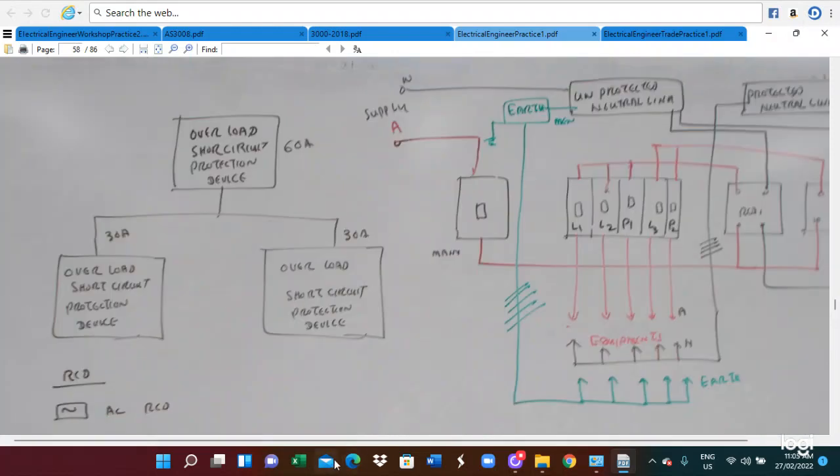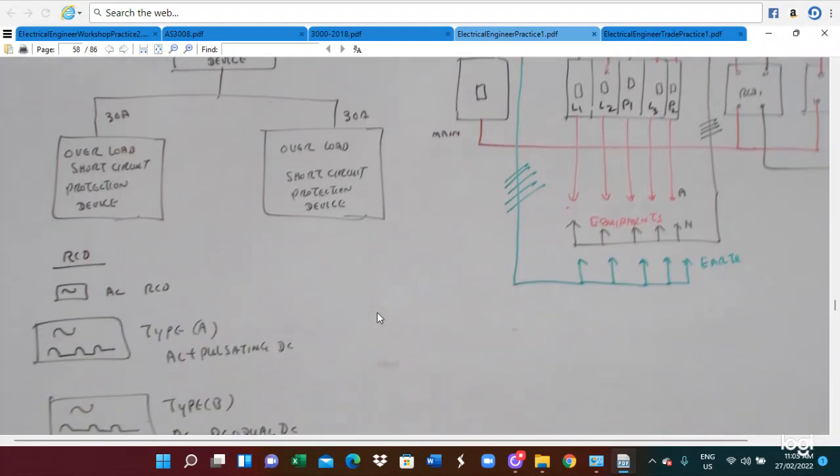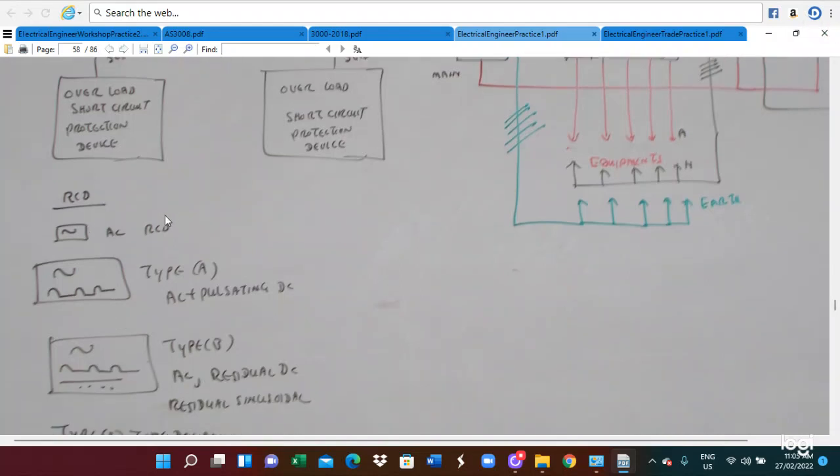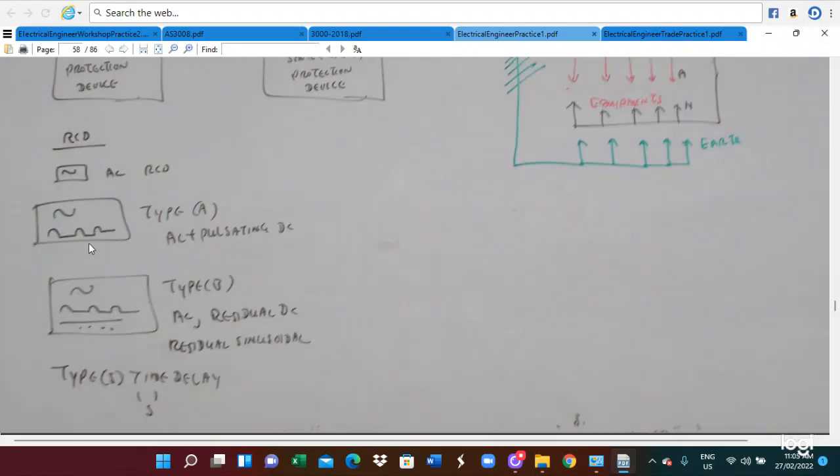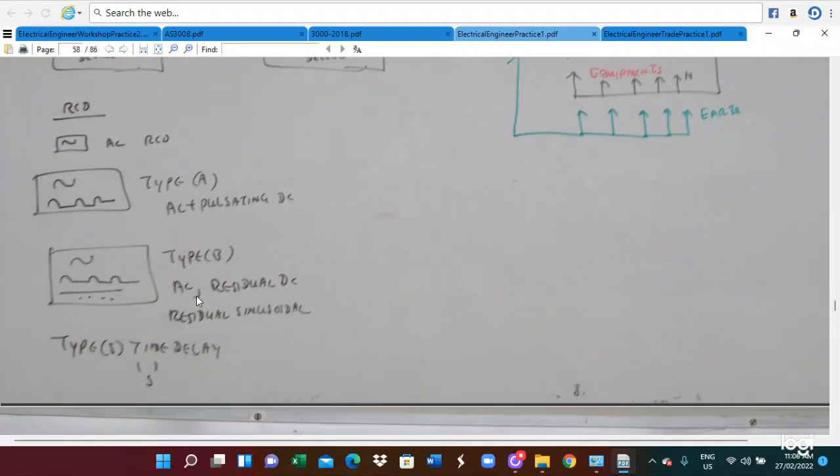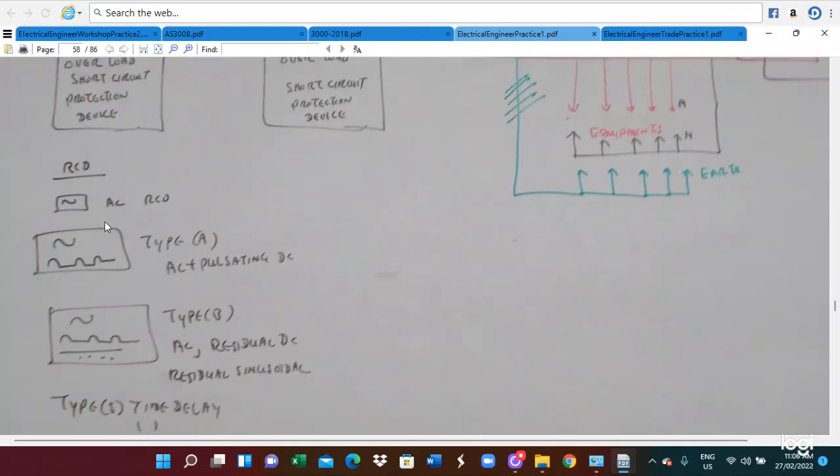So these are the overload and circuit protection points. We can use an overload circuit, another overload circuit. So this will be the RCD protection. That will be the AC RCD diagram here: AC passing RCD type A, and AC passing RCD with DC residual as a sinusoidal, that will be type B. So this is the symbol of the RCD, the kind of RCD symbol.